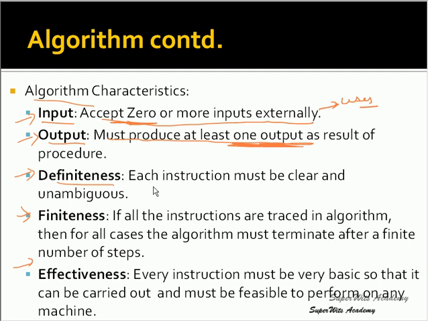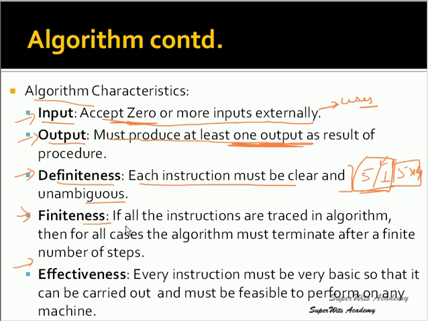Now definiteness. Definiteness says that each instruction must be clear and unambiguous. So that means every instruction must be easily understandable, and it must have a definite purpose. So let's say if I want to divide 5 by 1, it says that division is to be done. 5 into 4, it says multiplication is to be done, right? So something like that.